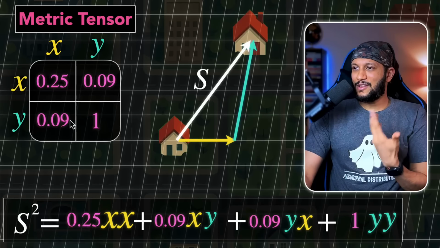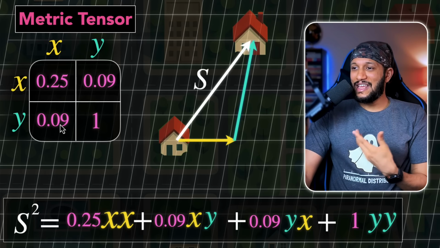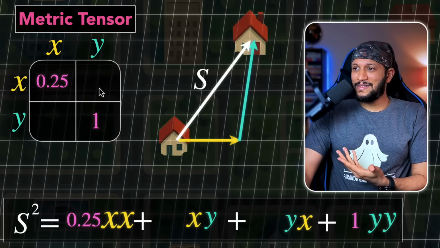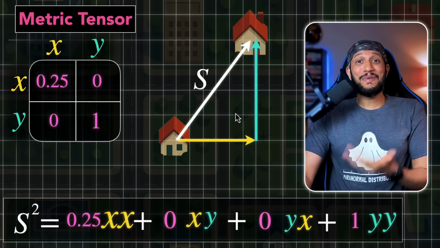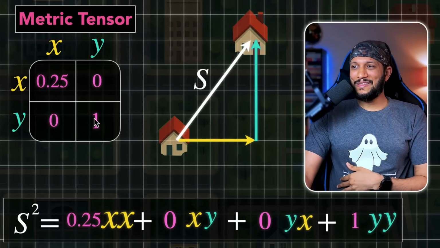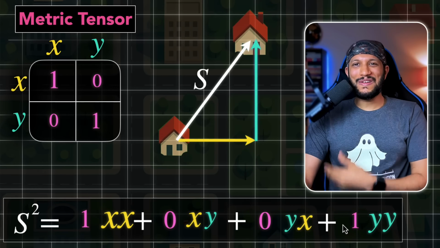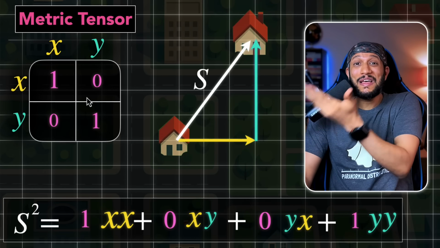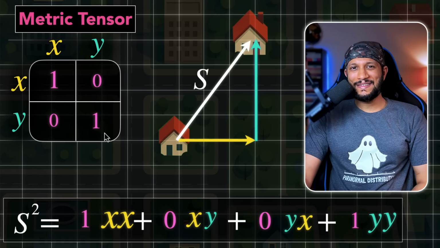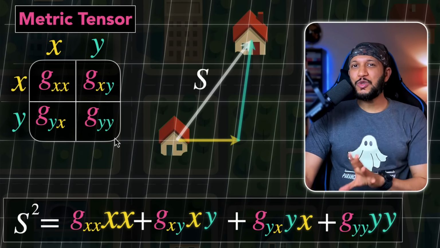For example, these are the values that you can have. So look, these 2 numbers should always be the same. And if these numbers become 0, that means the grid is perpendicular. We get back our rectangular grid. And if these 2 numbers are 1, well, we get back our square grid. We get back our Pythagoras theorem. So this is the simplest metric that you can think about. But anyways, this is what the metric looks like in 2 dimensions.